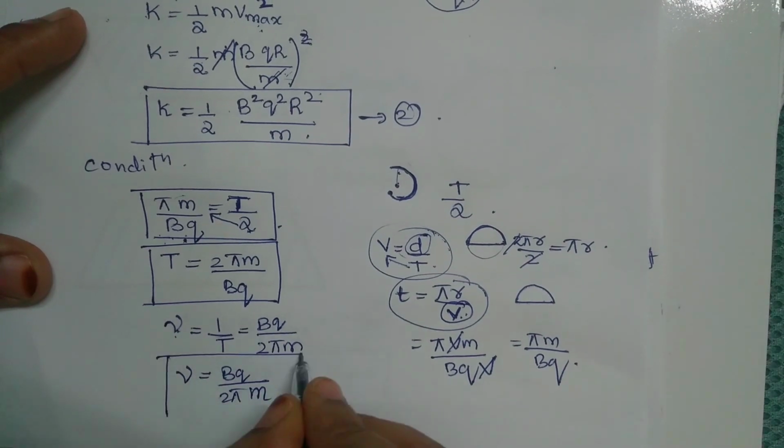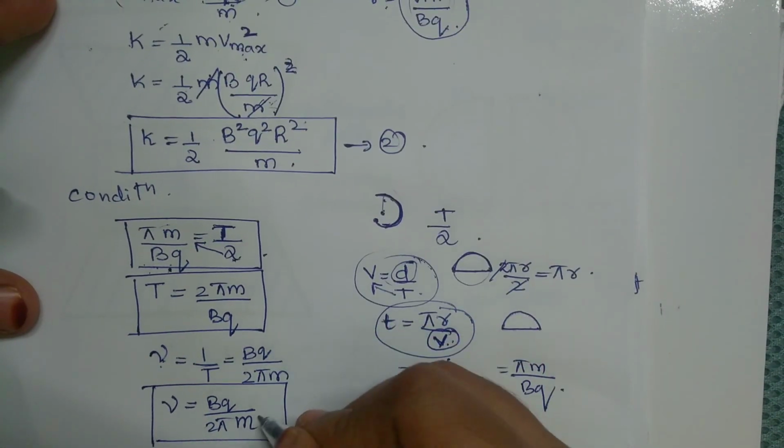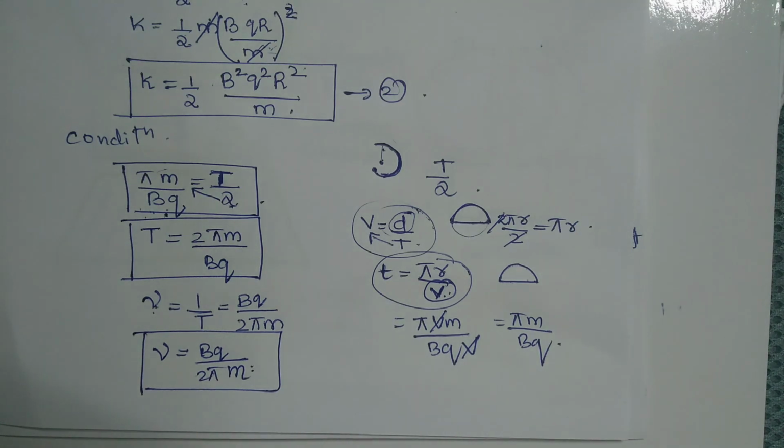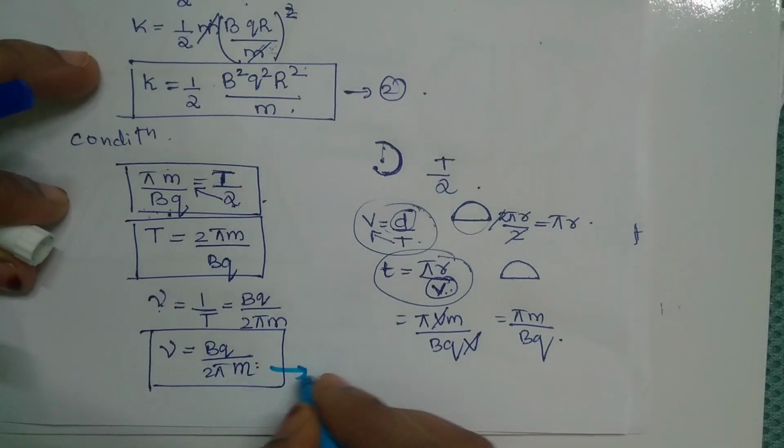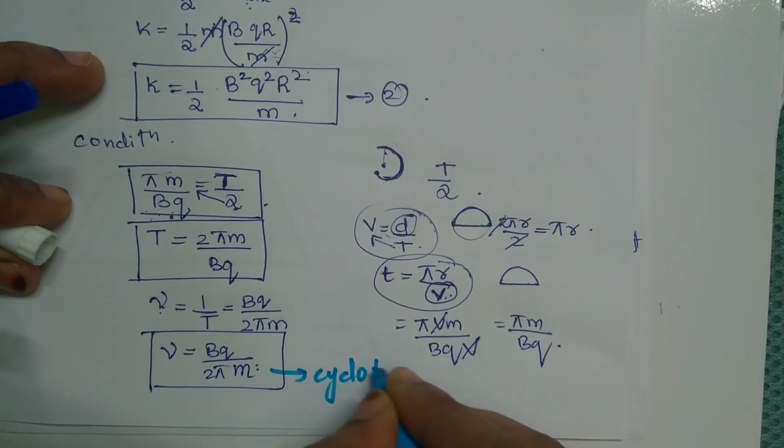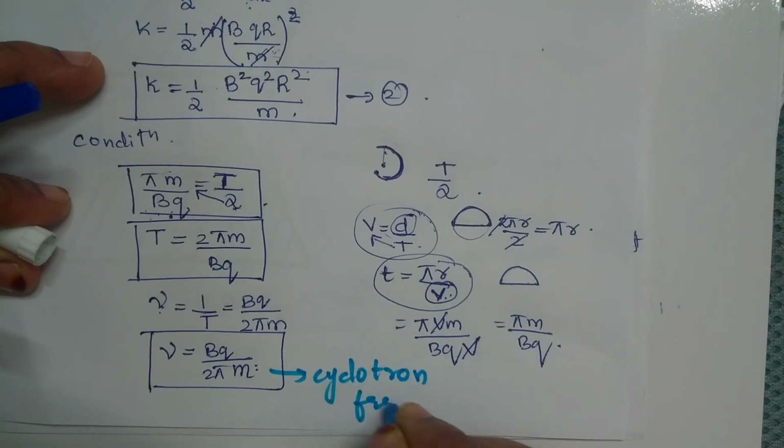Hope you have understood this. So this is known as cyclotron frequency. What it is called as? It is called as cyclotron frequency.